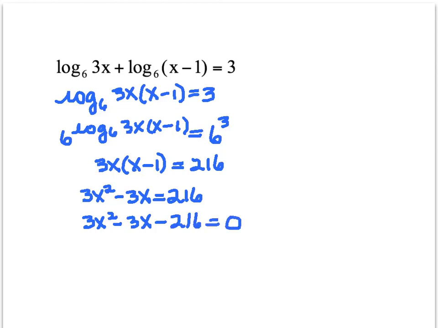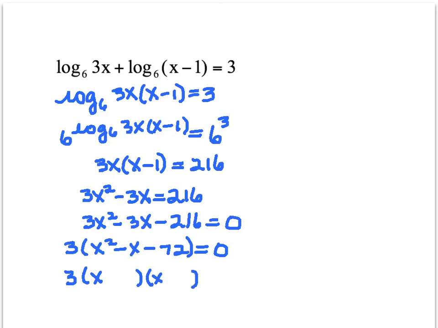First thing I'm going to do is pull out my greatest common factor. I'm going to pull the 3 out, left with x squared minus x minus 72. And then I'm going to go ahead and take my quadratic trinomial and unfoil it. And so it will unfoil into definitely x and x. Factors of 72 whose difference is 1, and so 9 and 8. And I'm going to want that 9 to be negative and that 8 to be positive.